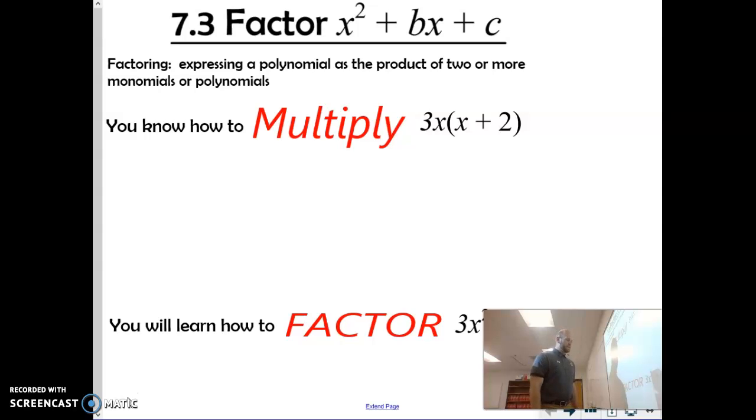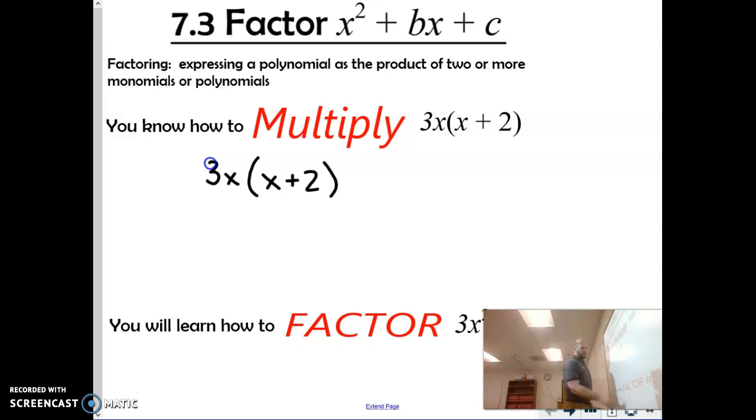So in today's lesson, you can see here that you already know how to multiply. So if we take a look at this, quick review, we have 3x times x plus 2, and if you remember from what we've talked about previously, this is when we start to use distribution. 3x times x is 3x squared. And then we take a look at the second part here because we distribute to all parts evenly. We have 3x times 2, which is 6x, and since it's positive, that gets the sign as well.